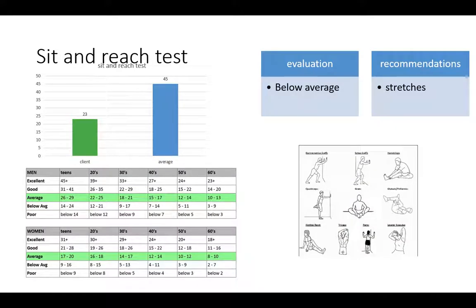The client's flexibility is below average because they only scored 23 centimetres on the sit and reach test, the excellent being almost double at around 45 centimetres and the average for male teens being 26 to 29 centimetres. This can be problematic because if someone is inflexible, it increases their chance of injuring muscles, tendons and ligaments, and can also restrict their range of movement, therefore limiting their performance.